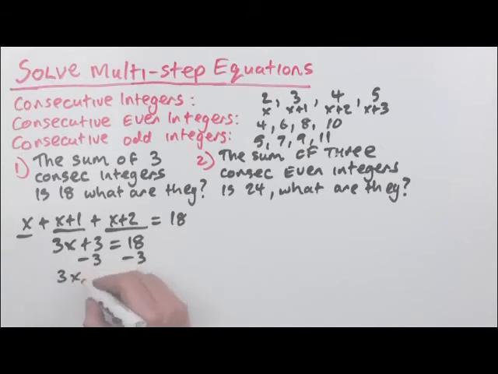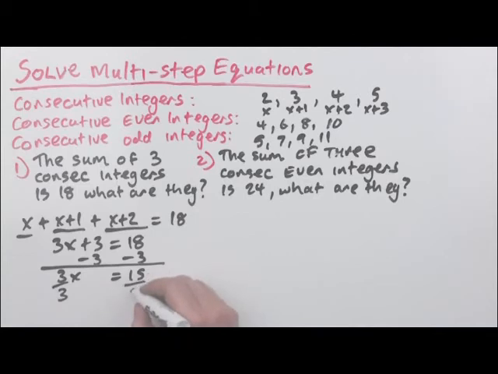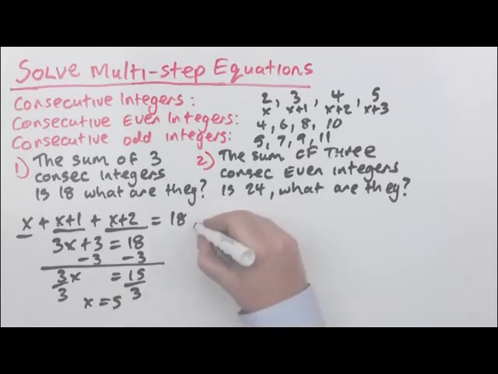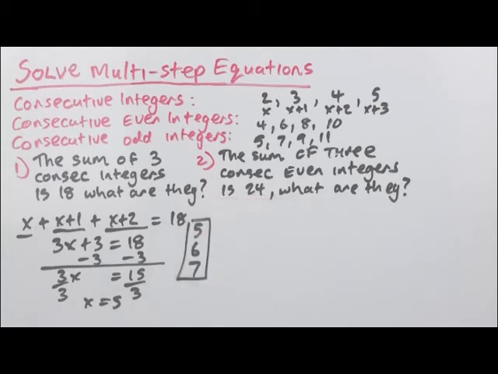Okay, that would be 3x equals 15, and they cancel out. So now I'm going to divide by 3 on both sides. So x is equal to 5. The first integer is 5. So if the first integer is 5, the next one must be 6, and then 7. That's 3 consecutive integers that add to 18.